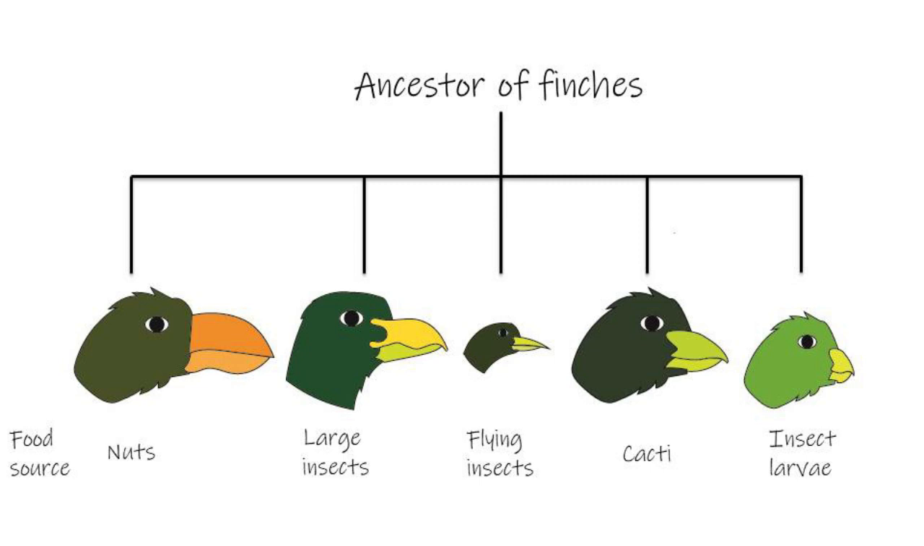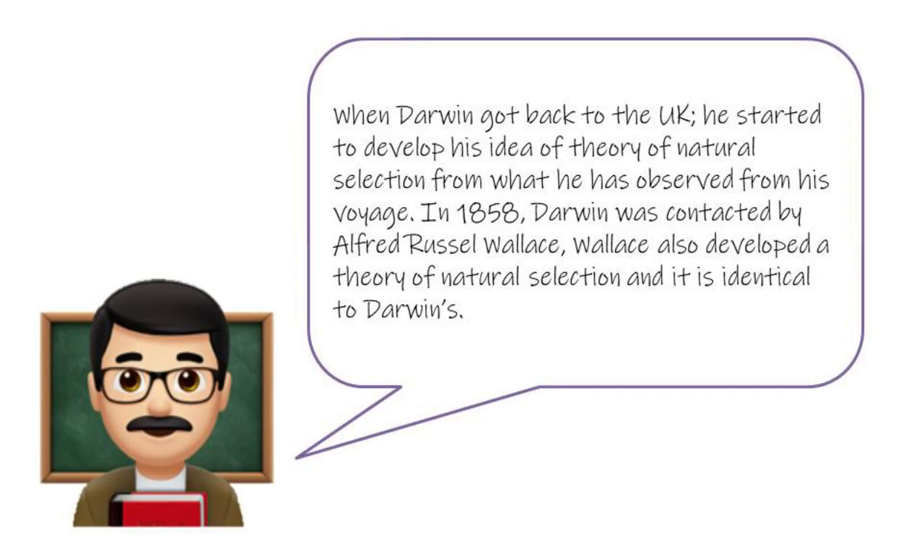When the original seed-eating finches arrived at the Galapagos Islands, they couldn't find enough food. Variations in the beaks of the finches enabled them to eat other types of food available. Therefore, the finches with different beaks adapted to different types of food and could survive, reproduce, and pass on favorable variations to their offspring. When Darwin got back to the UK, he started to develop his theory of natural selection from what he had observed from his voyage.